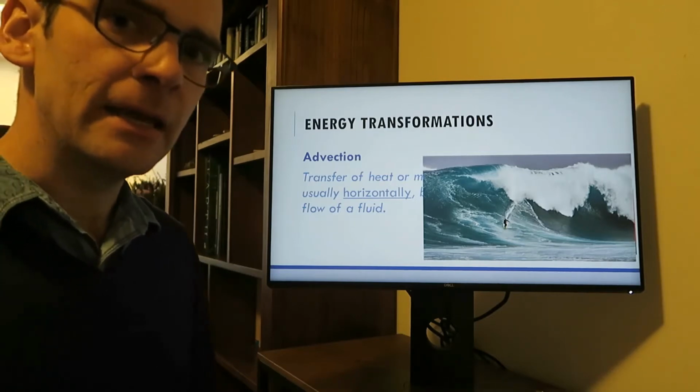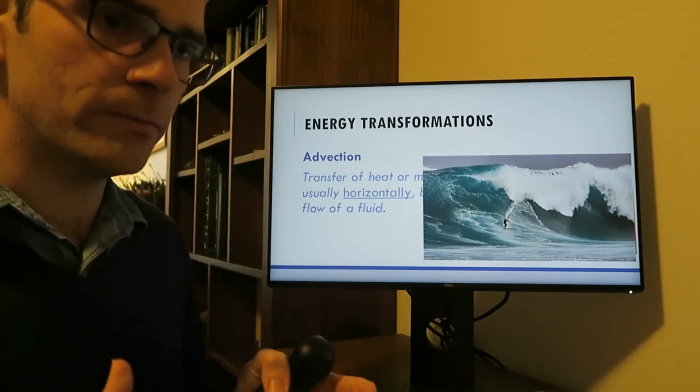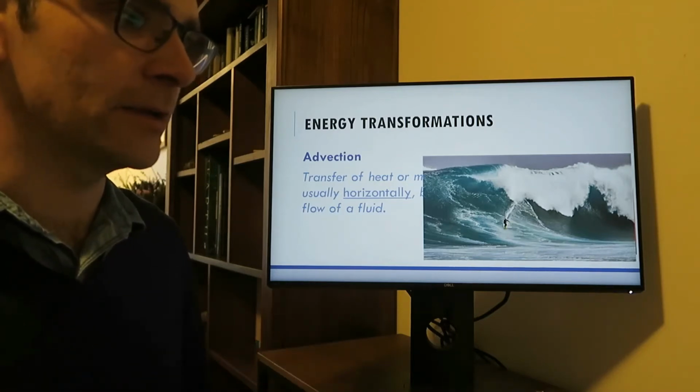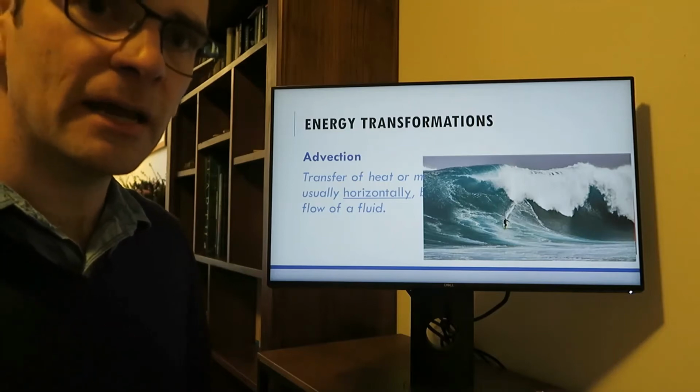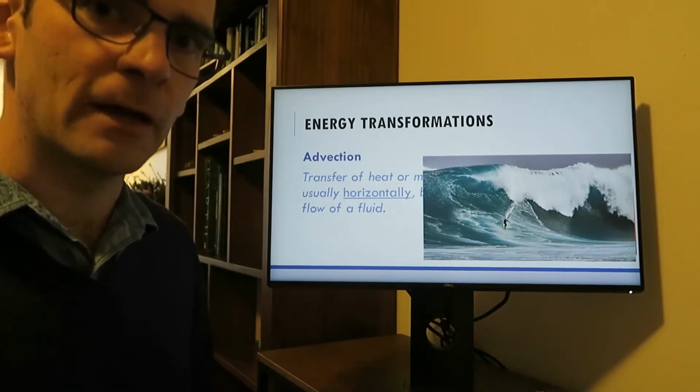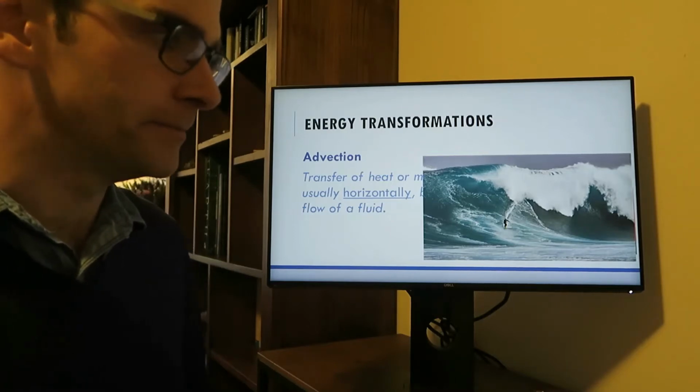Interestingly, this advection process has so much energy and it drives most of the atmospheric conditions that we see today. We're only starting to really tap into that as a renewable resource, like in terms of wind farming and hydroelectricity.